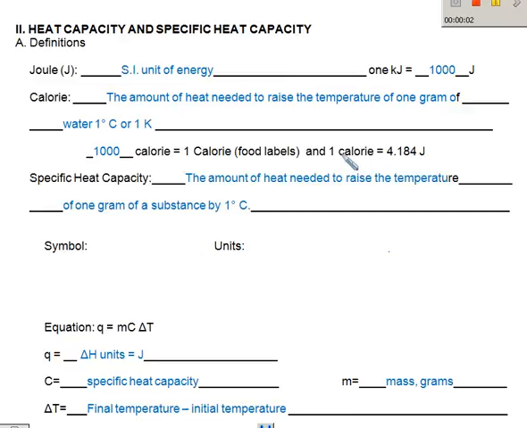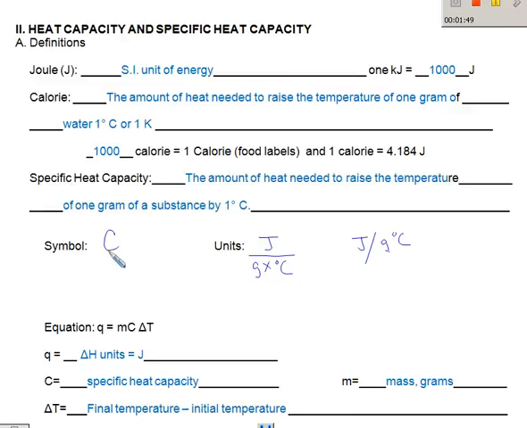Now, closely related to calories is something called specific heat capacity. And this is the amount of heat needed to raise the temperature of 1 gram of a substance by 1 degree C. And the symbol for it is a capital C. The units are joules over grams times degrees Celsius. Now, typically this is just written out as joules slash grams degrees C, all on the same line.